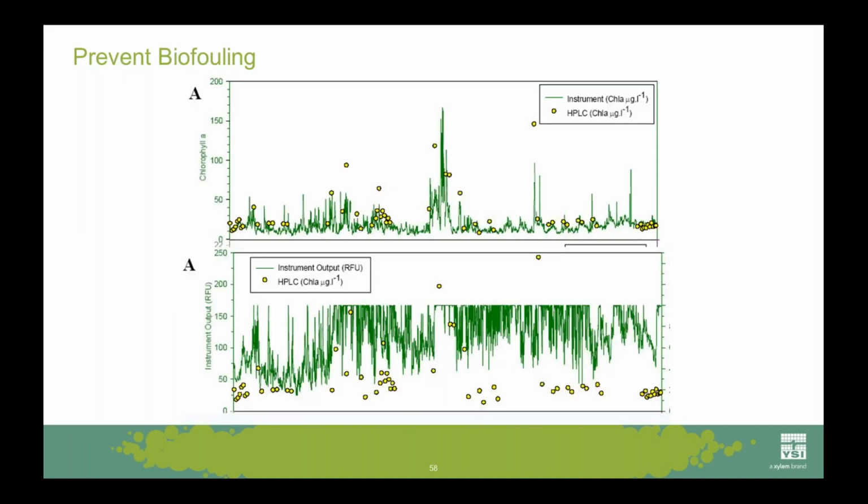So this is really old data. I'm kind of like one of those old professors who sometimes doesn't update her slides, but I like to share it because it really shows how important it is to prevent fouling. So the top panel shows the chlorophyll readings from one of our old 6 series sensors. Now, these sensors had a mechanical wiper on the sensor instead of the central wiper, and these yellow dots are chlorophyll extractions. Remember that method we talked about early in the webinar of samples that were collected at the same site and the same time.